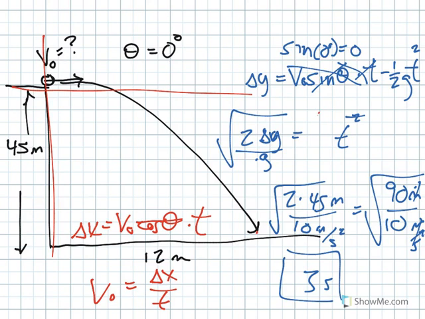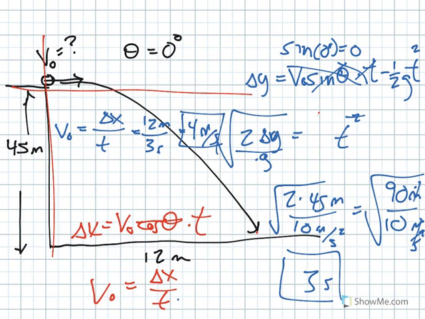All the while it's moving sideways. So now that we know t, we can figure out V naught. V naught is this horizontal distance over time, so that's 12 meters divided by 3 seconds. And 12 over 3 is 4, and the units are meters per second. So there you go.